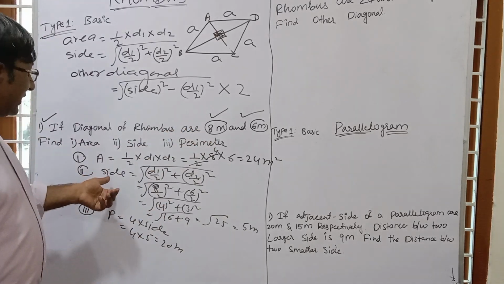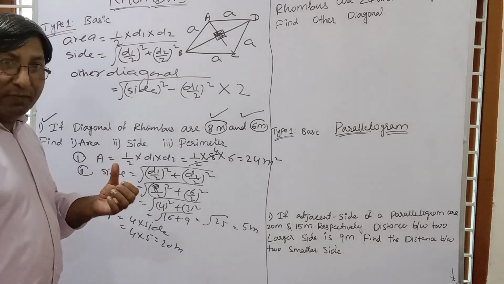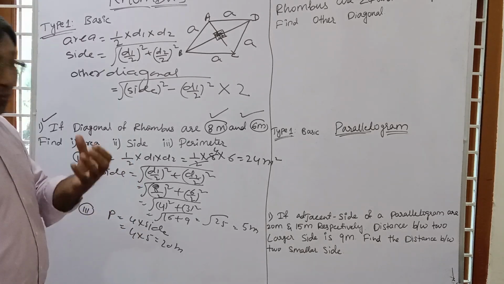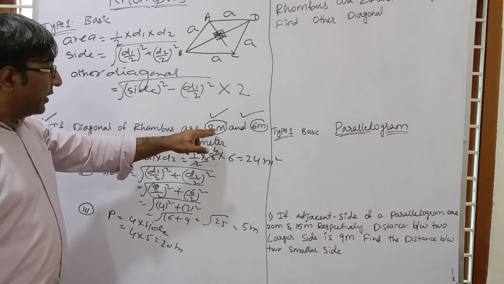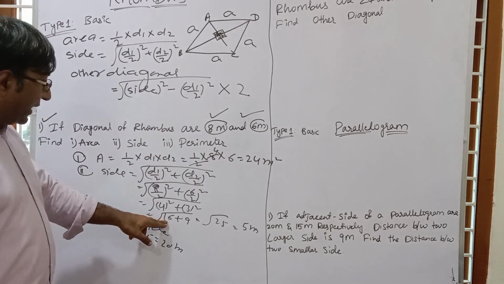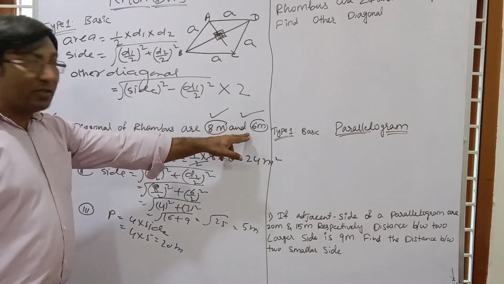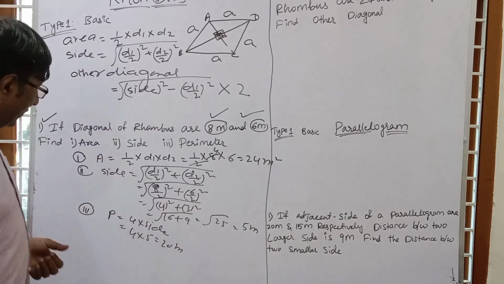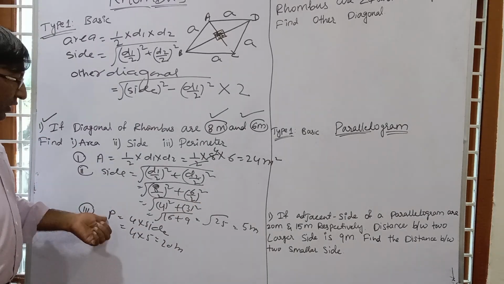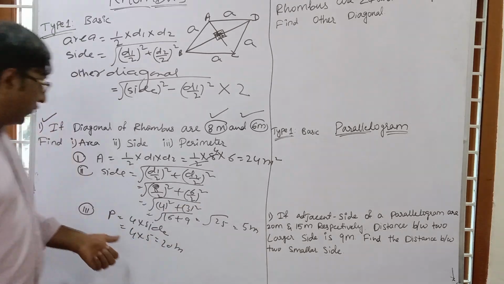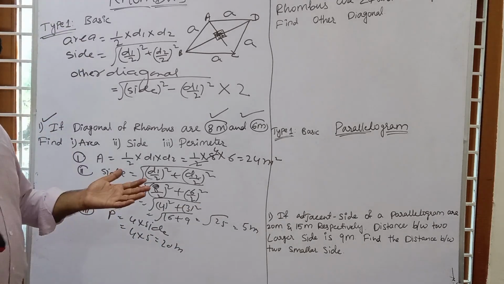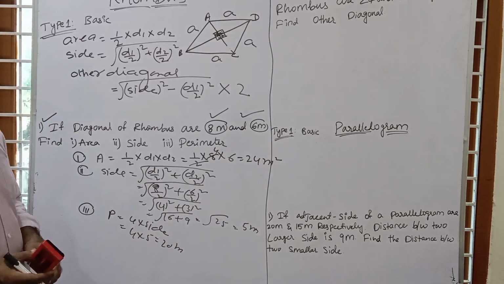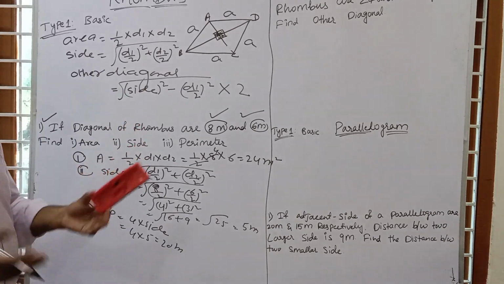And similarly, that is the side. Side is what? Root under diagonal 1 by 2 square plus diagonal 2 by 2 square. So diagonal 8 by 2 is 4, 4 square 16 comes directly here. And this is diagonal 6, 6 by 2 is 3, 3 square 9. So you can find this answer verbally also. And the perimeter is what? When you get the side, then 4 into 5, 20 meter is our correct answer. In this way, we can solve this question only verbally, only by watching the question.